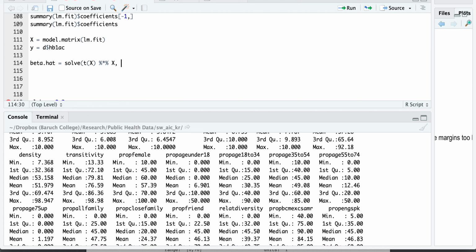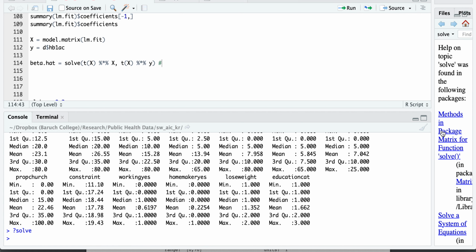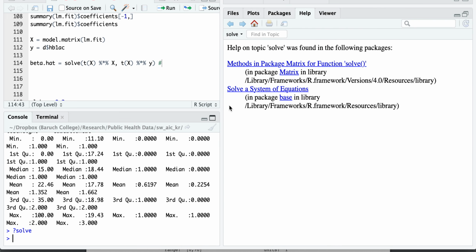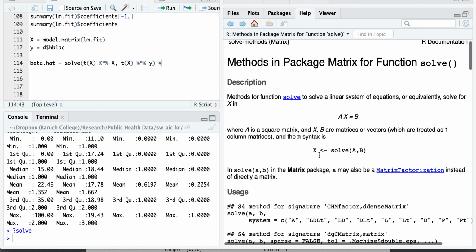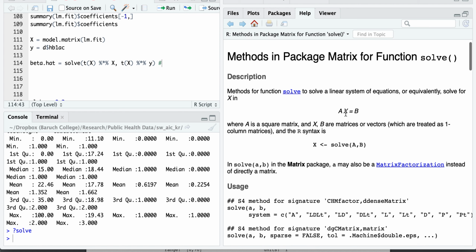We talked about solve before. So you have A, X is B. You have A, you want B. You have A and B, you want to find X. You just write solve A and B. Now for us, A is X transpose X, and B is X transpose Y.